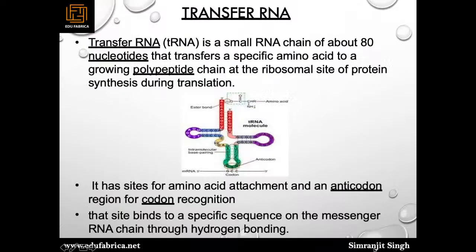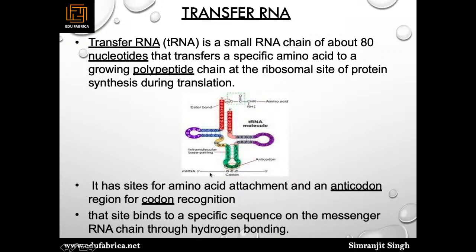Okay, so yesterday we were discussing, we showed that very nice animation about transcription and translation, how the central dogma of life works in a very synchronized way in order to make our body happy and healthy. So in that sense, let's now discuss the transfer RNA. It's a small RNA chain of about 80 nucleotides that transfers specific amino acids to growing polypeptide chains at the ribosomal site of protein synthesis during translation.